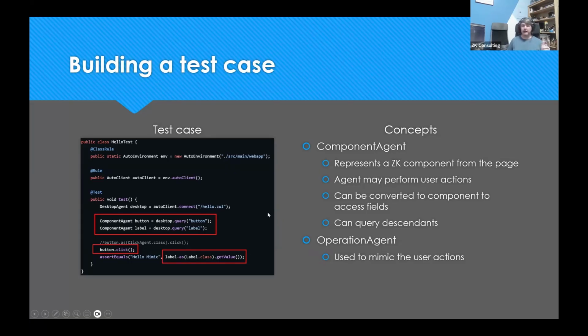All right. And then our component agent is going to let us interact with those objects as if they were actual ZK components in a working application, in a production case. The components themselves can be used to look through their descendants. They also have access to query, and we can use that to access their field and their value. So what are we doing? We're clicking the button, and then we're doing an assert equals.